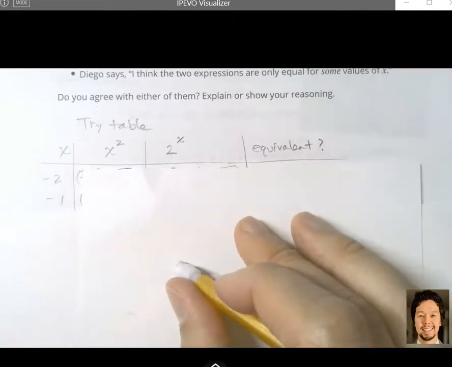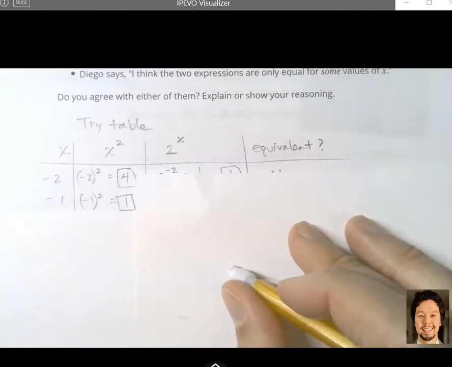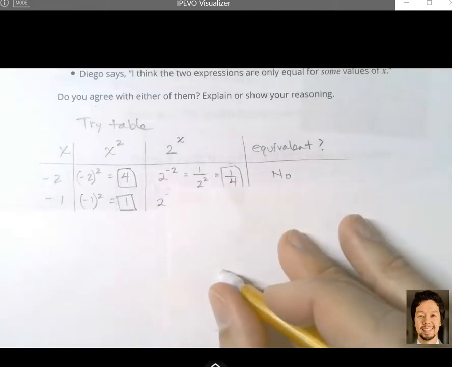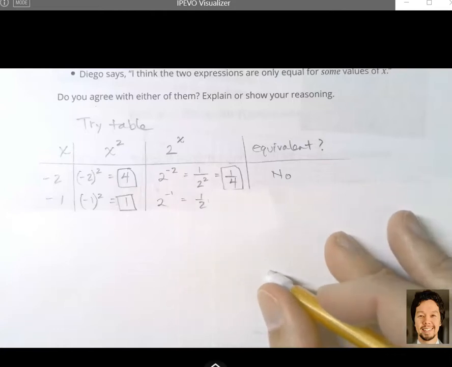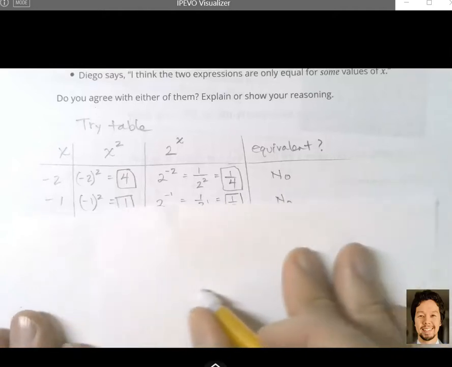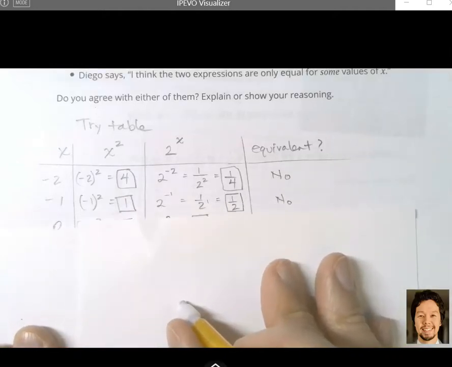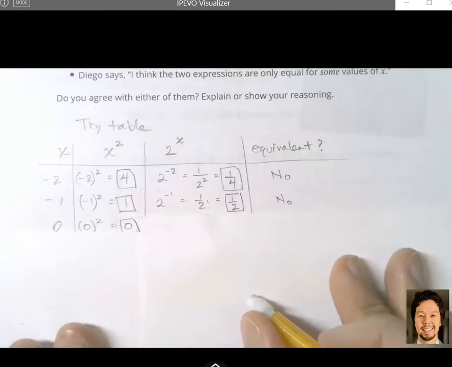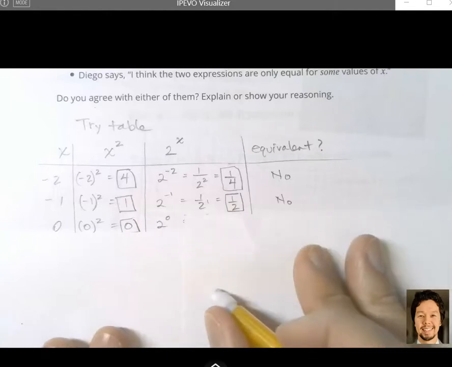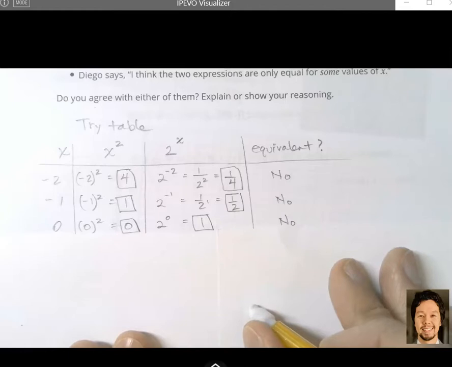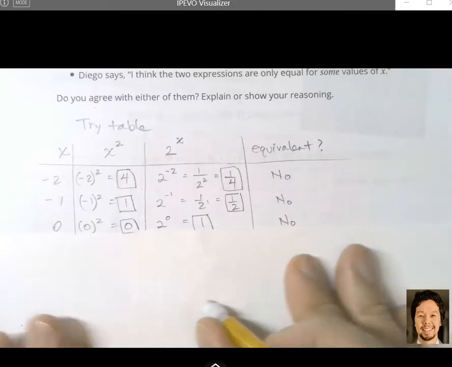So when we plug in -1 squared, we get +1. And 2 to the -1st power is really 1/2. And these are also not equivalent. Let's try 0. 0 squared is really just 0. 2 to the 0 power. As you remember, anything to the 0 power is equal to 1. And again, these are not equivalent.